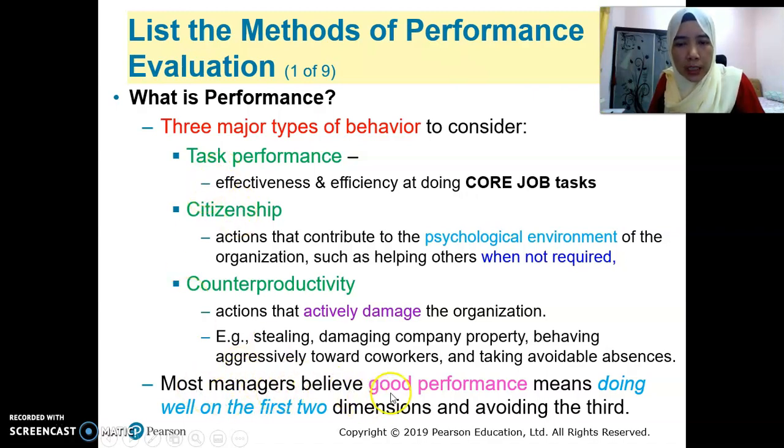Most managers believe that good performance means doing well on the first two, that is, doing well on task performance and citizenship behavior, and avoiding the third. So we can conclude that the organization needs to have these two in terms of individual level performance. In terms of employees' performance, employees need to be good at task performance and citizenship behavior, and also avoid counterproductive behavior. Then performance can be said to be high or effective.